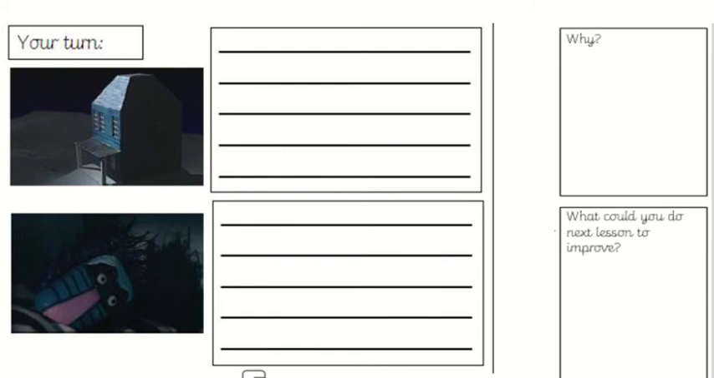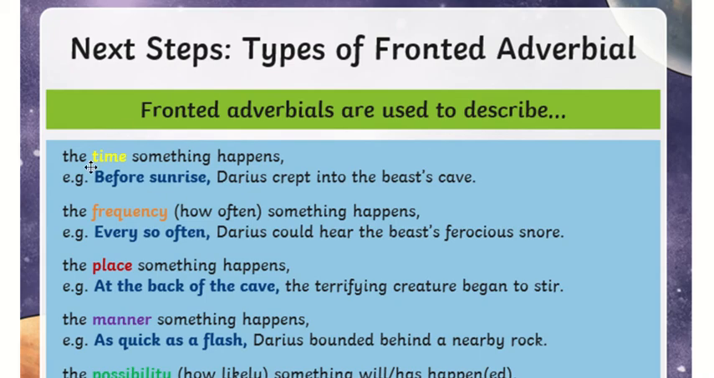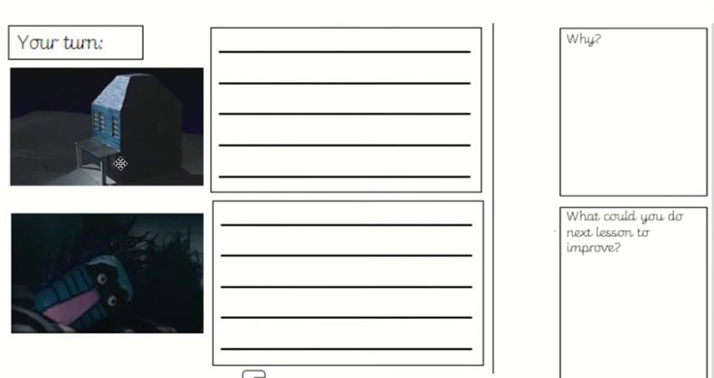So you have got two pictures in which to write fronted adverbials for in sentences. So think about how you would start the story. So we're going to have a look at the type of fronted adverbials to give us a bit of a refresh. So remember, we have time adverbials, frequency adverbials, place, manner, possibility. For the first one, I would suggest using place adverbials. So for this one, we had at the back of the cave. Think about what you could use for the placement of the baboon's house. Where is the baboon?